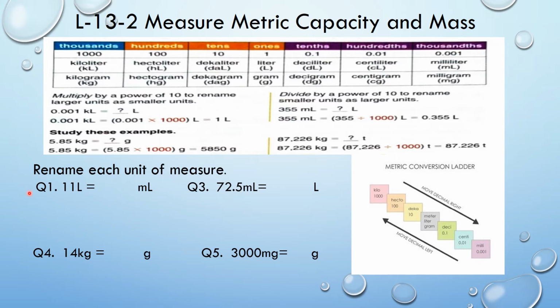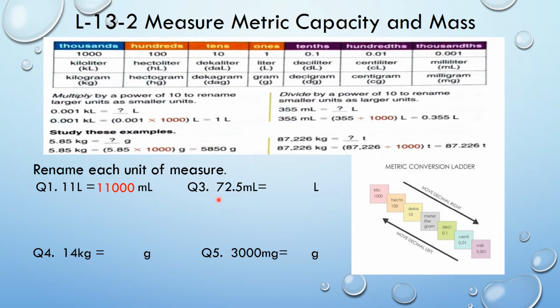This is your book questions. Rename each unit of measure. That means question number 1, 3, and 4, and 5 here. 11 liter. Liter to milliliter. Again liter to milliliter. 3 steps down. That means move right. You can see this is your decimal point. Then move right, that means more 3. 1, 2, and 3. How many zeros? 3 zeros. Just check. Yes, 11,000.